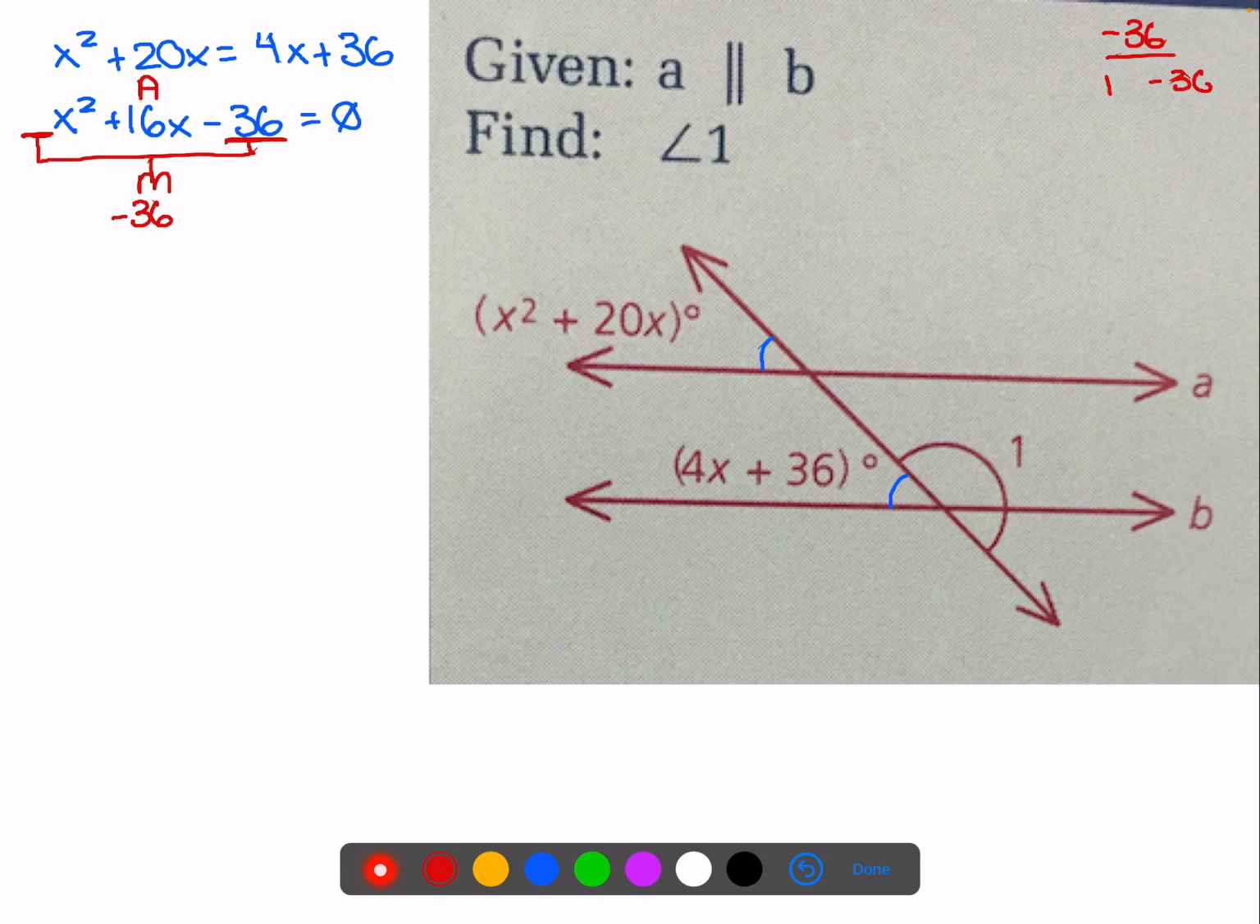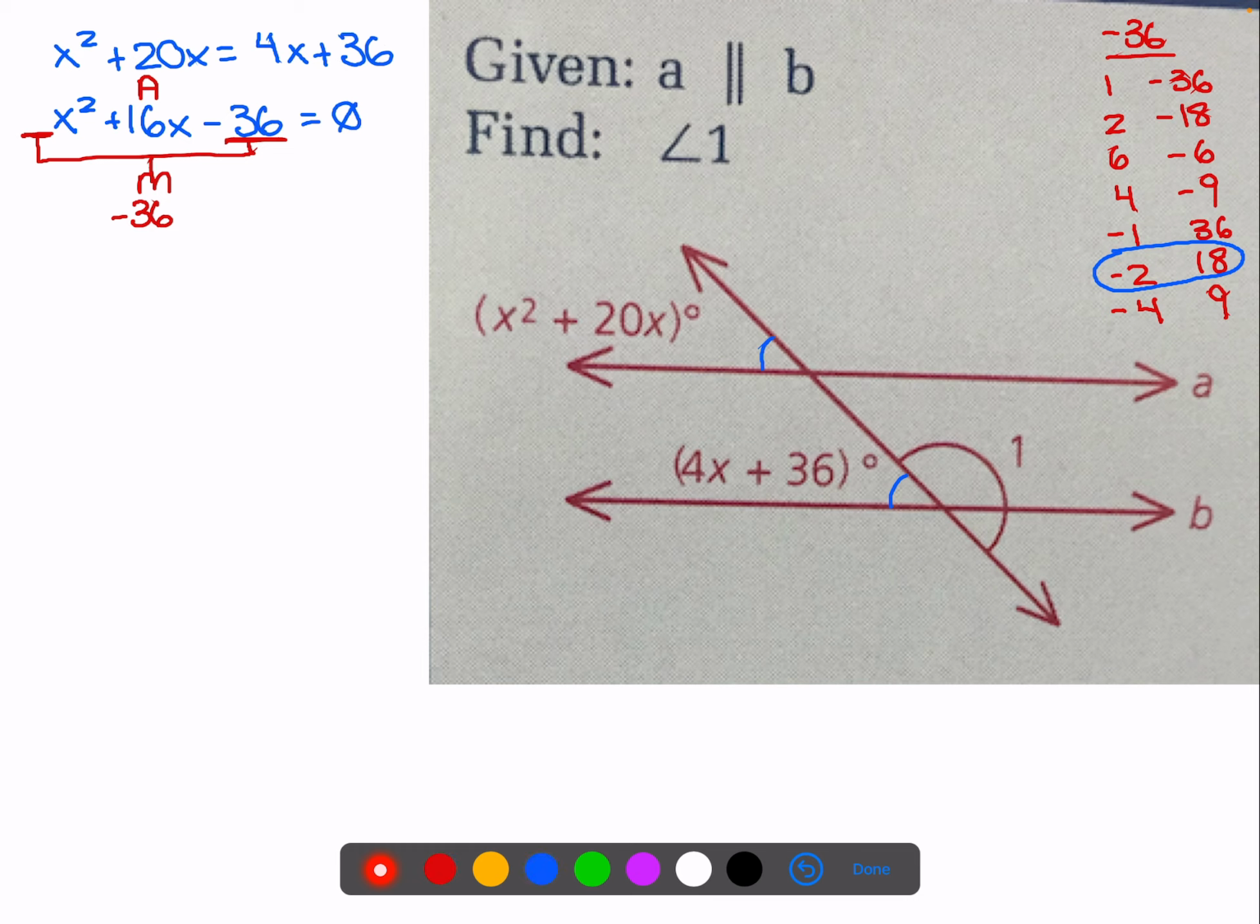I have 1 and negative 36. I have 2 and negative 18. I have 6 and negative 6. I have 4 and negative 9. And then I can do the opposites of these: negative 1 and positive 36, negative 2 and positive 18, negative 4 and positive 9. Now, out of all of these, the only pair that will add to be positive 16 and multiply to be negative 36 is positive 18 and negative 2. So these are the terms that we're looking for here: negative 2 and positive 18.